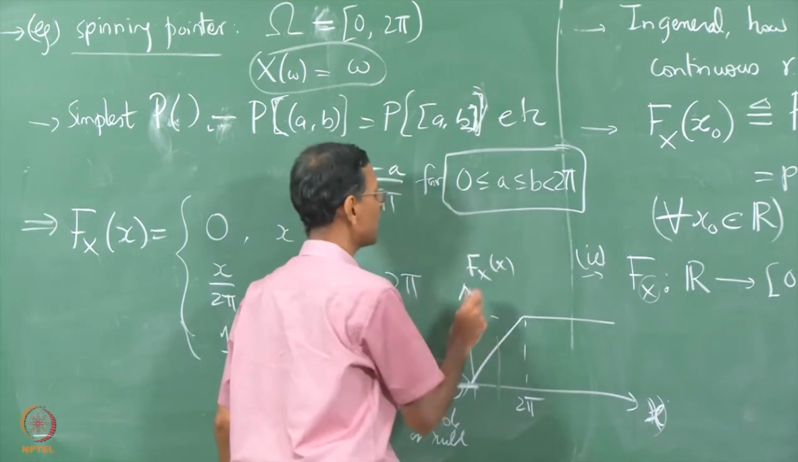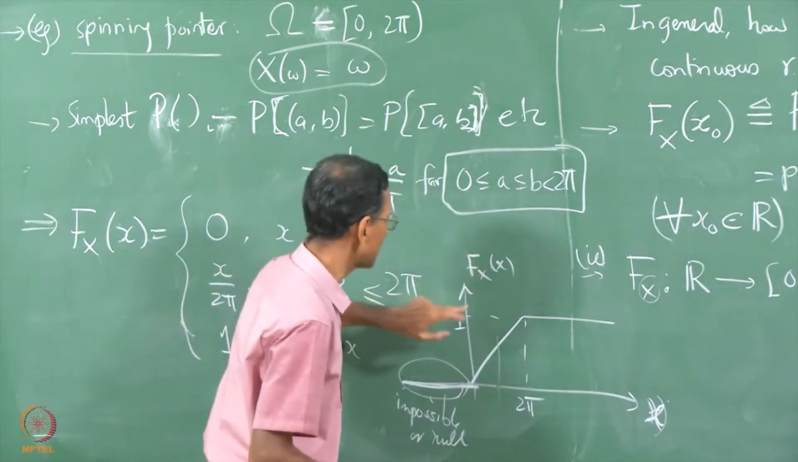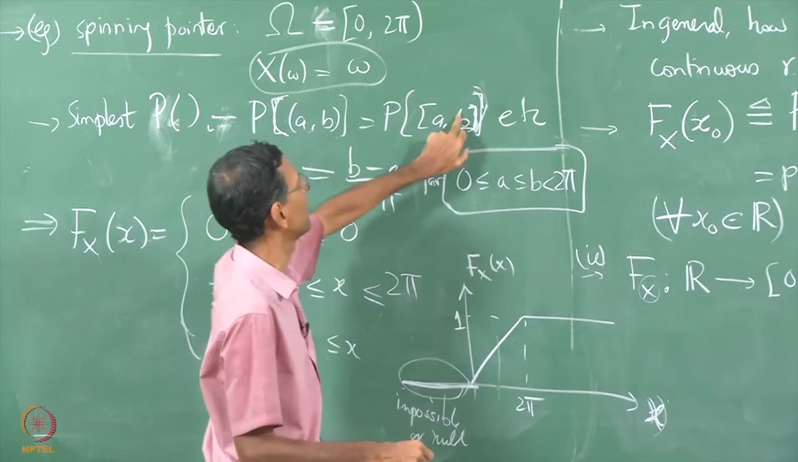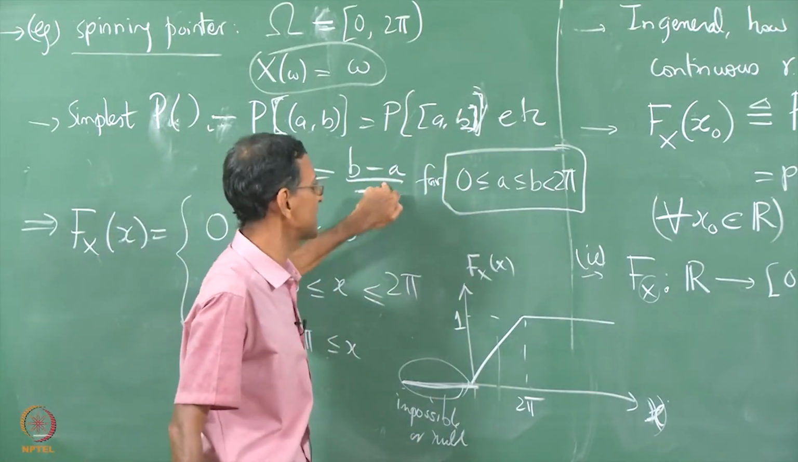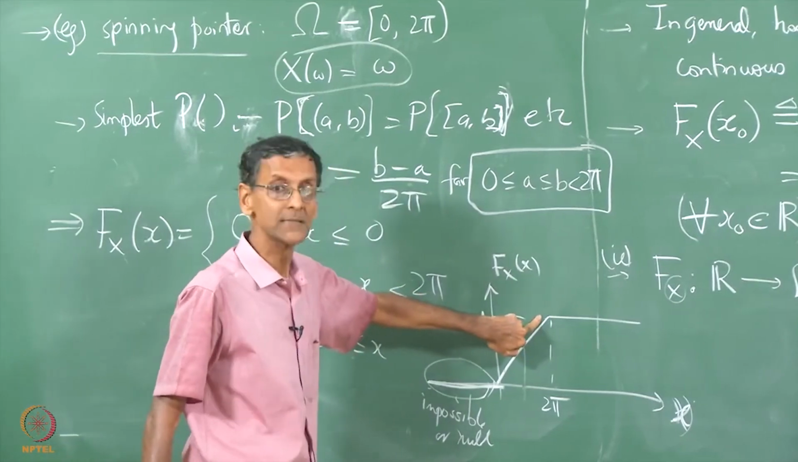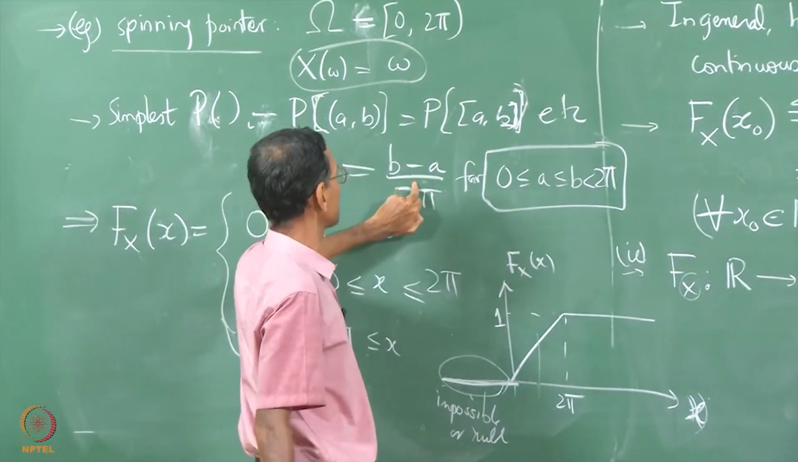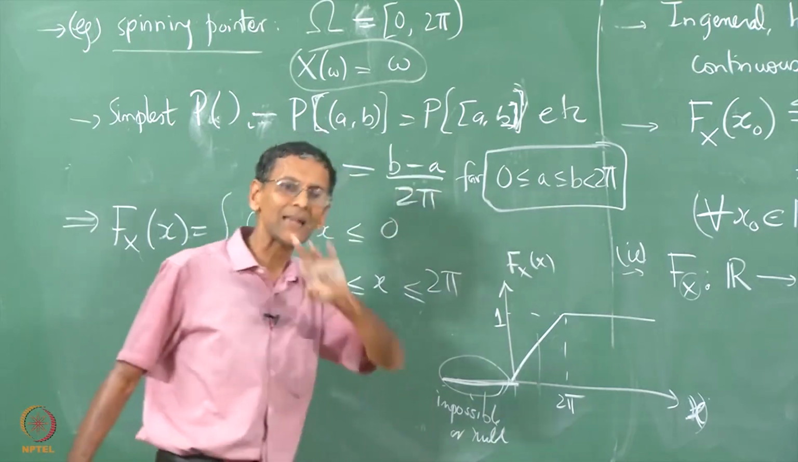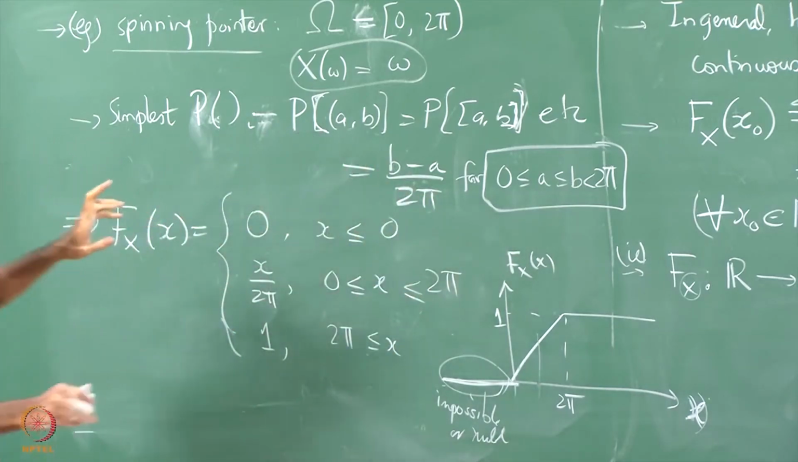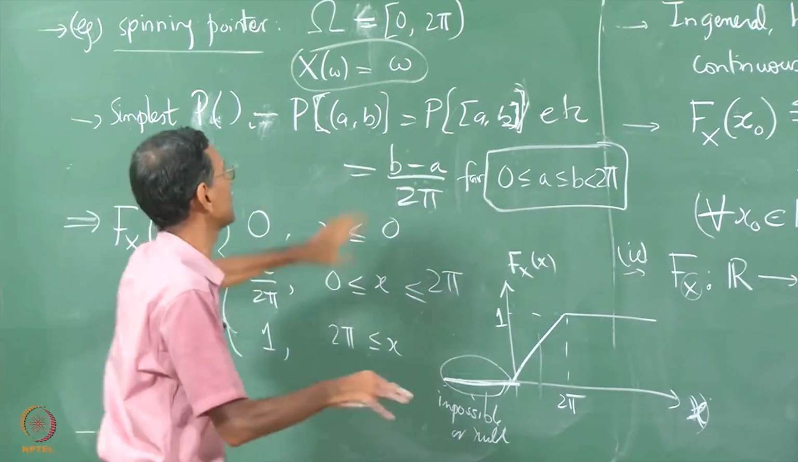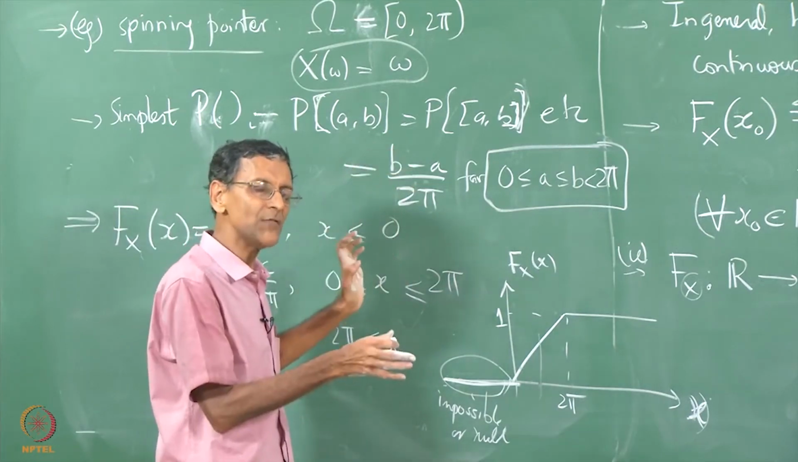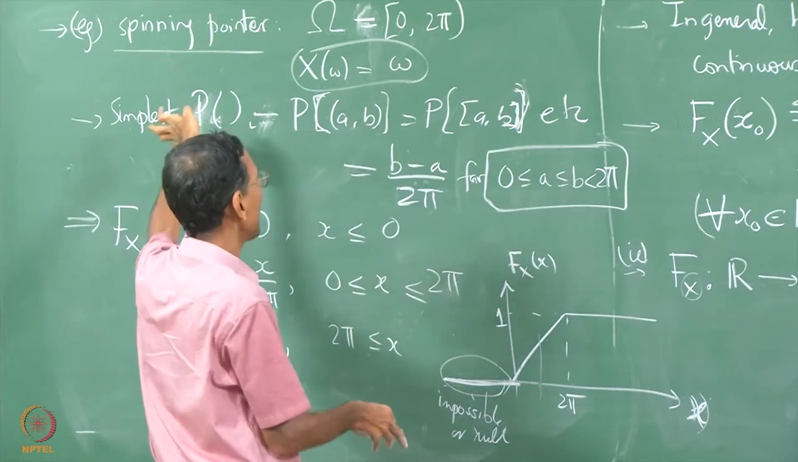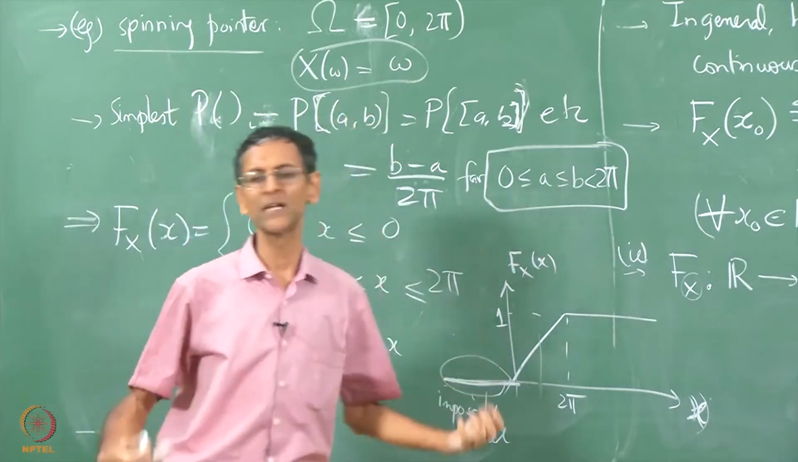So, it's impossible or null here, and when your argument is between 0 and 2 pi, the CDF increases linearly because you are assigning probabilities in this fashion. If you do not assign probabilities like this, then it is not going to be this linear increase. Now, why are we assigning probabilities like this? Because we are saying that the probability of an interval is proportional to the length of that interval, right. So, if you take a longer portion of the dial, it has proportionally higher probability.